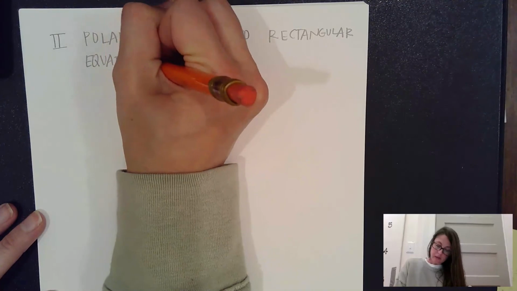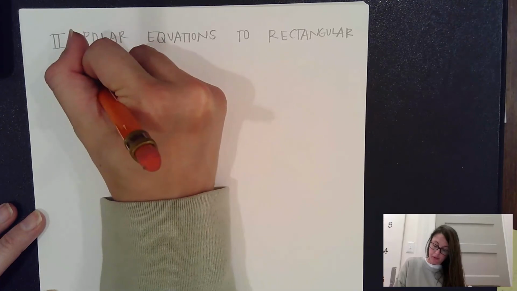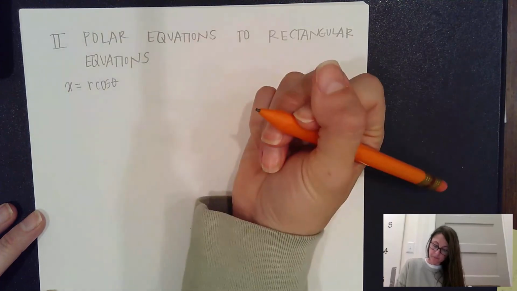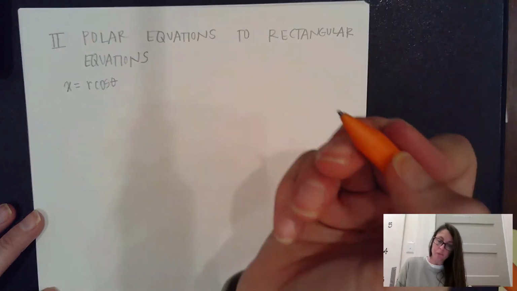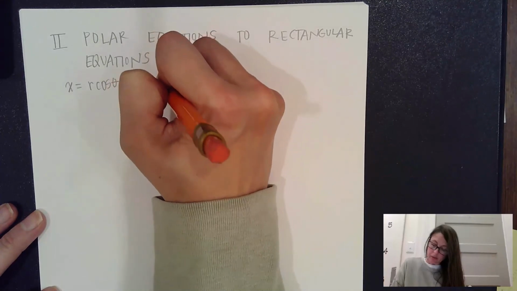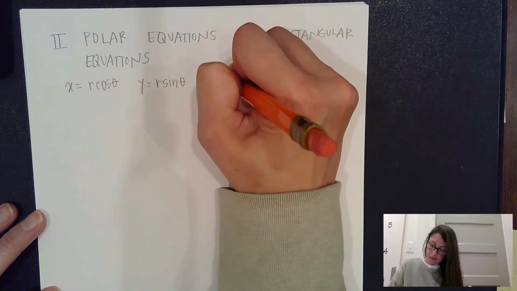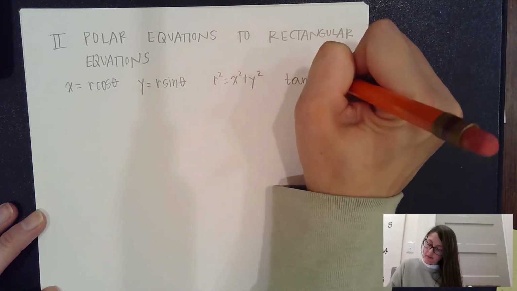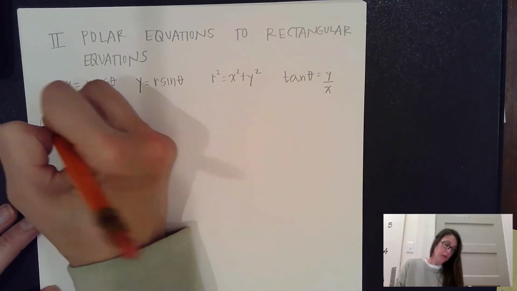Okay. So we can have x is going to be equal to r cosine theta, right? So if we have polar equations, we can go into rectangular using that. So y is going to be r sine of theta. And then r squared is going to be x squared plus y squared. And then tangent of theta is going to be y over x. Okay. So that's what we're going to use.